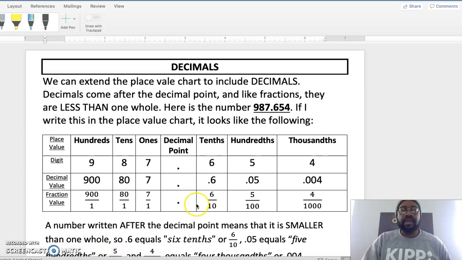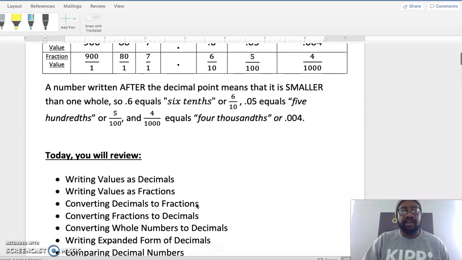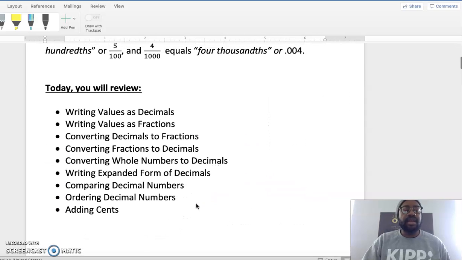I'm just going to show you first a list of all the things we are going to review today. We're going to review how to write values as decimals, how to write values as fractions, how to convert decimals to fractions, how to convert fractions to decimals. We're going to review how to convert whole numbers to decimals, how to write the expanded form, how to compare decimals, how to order decimals, and how to add cents. That sounds like a lot, but you are ready to review.